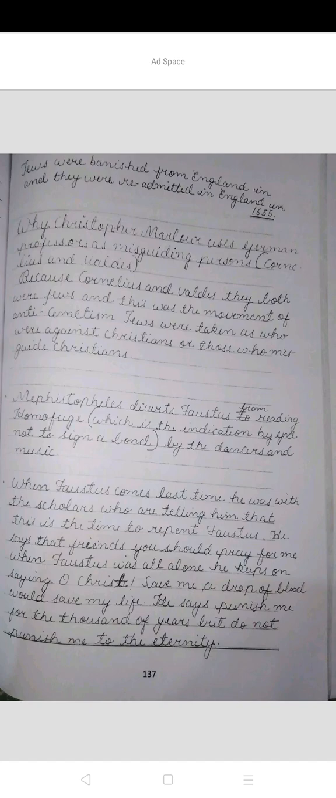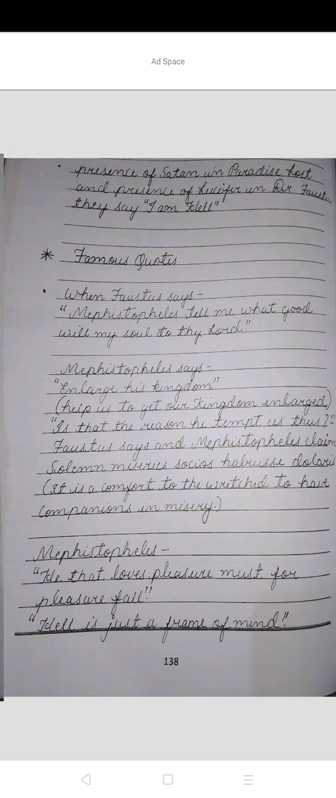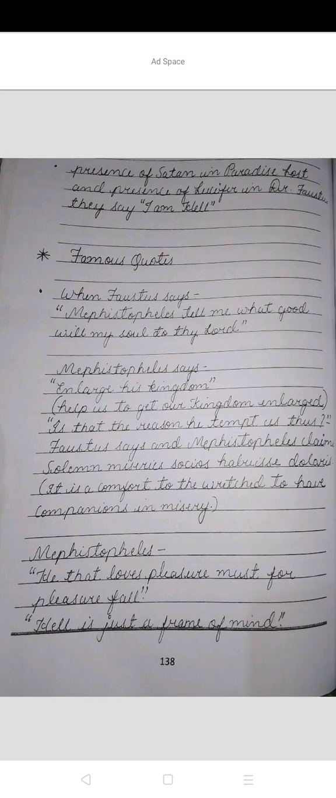When Faustus came the last time, he was with the scholars who were telling him that this is the time to repent. Faustus says, "Friends, you should pray for me." When Faustus was all alone, he keeps on saying, "Oh Christ, save me, a drop of blood would save my life." He says, "Punish me for thousands of years, but do not punish me to eternity." The presence of Satan in Paradise Lost and of Lucifer in Dr. Faustus, they say, "I am hell."